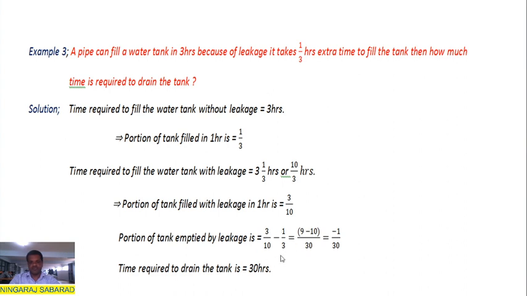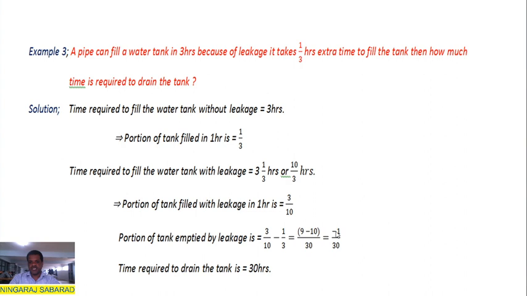If you simplify this, you will get minus 1 by 30. Take the LCM and simplify, and you will get minus 1 by 30. Here the negative sign is because you are removing water from the tank, so you get a negative sign.